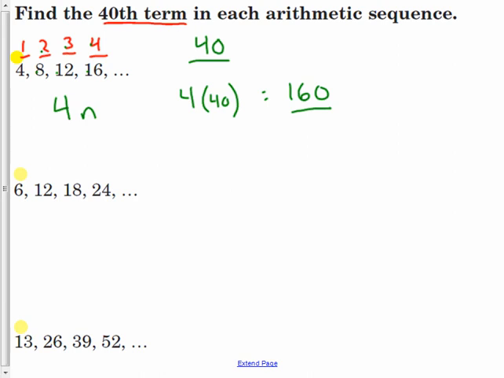Let's look at the next example. Here I have 6, 12, 18, 24. I want to know, once again, the 40th term. I have term 1 is 6, term 2 is 12, term 3 is 18, and term 4 is 24. What's happening here? Take a look at how much we're going up by each time.